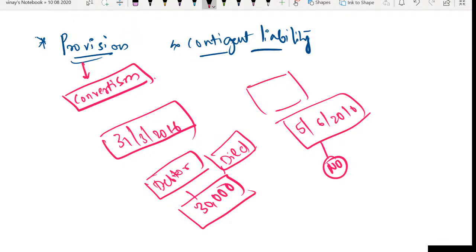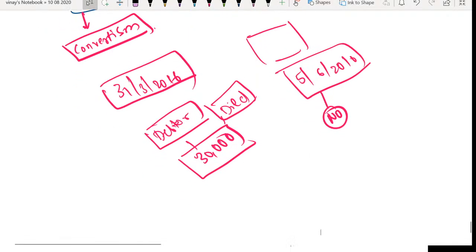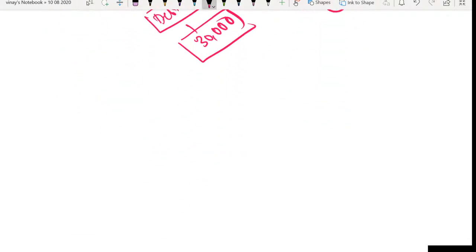Then what should I do? The bad debt has not yet happened. It will happen on 5/6/2016. But I know the bad debt will happen. I don't know how much money the son will pay, whether he will pay 30,000, or whether we will get 20,000.